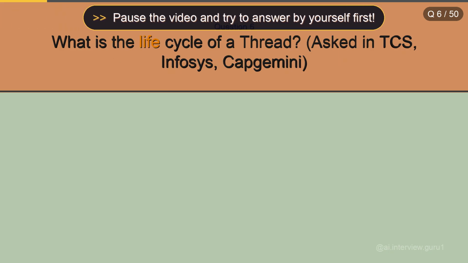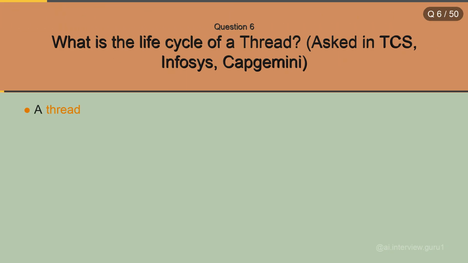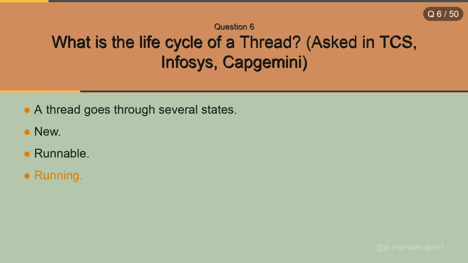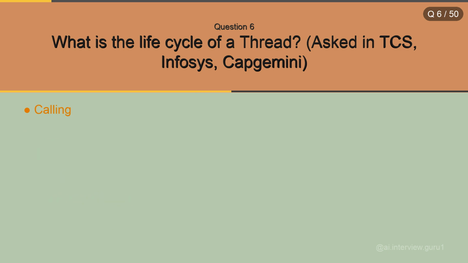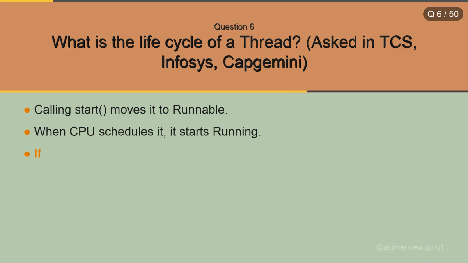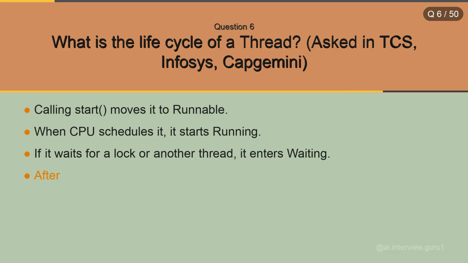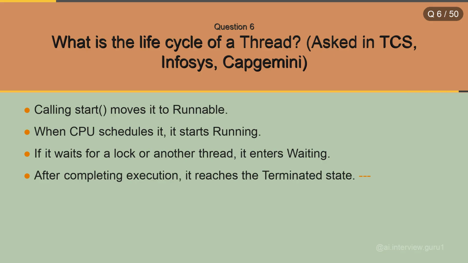What is the life cycle of a thread? A thread goes through several states: new, runnable, running, blocked or waiting, timed waiting, and terminated. For example, after creating a thread, it enters the new state. Calling start moves it to runnable. When the CPU schedules it, it starts running. If it waits for a lock or another thread, it enters waiting. After completing execution, it reaches the terminated state.